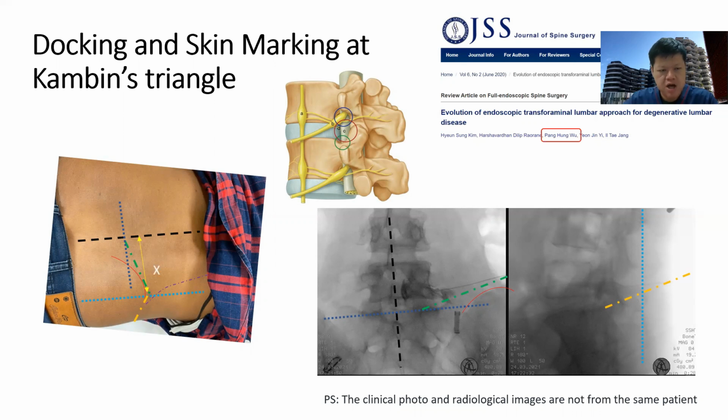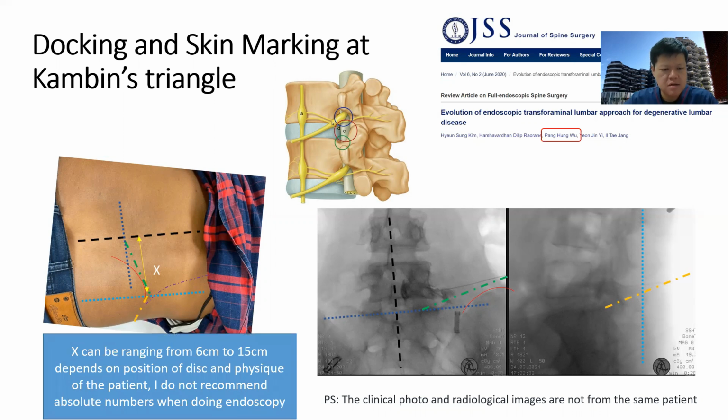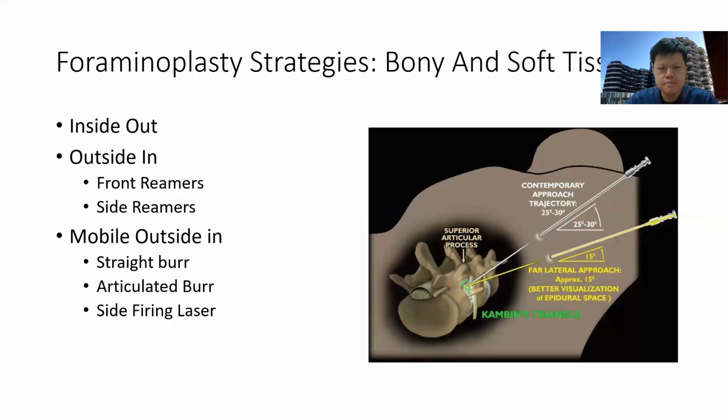This I hope matches the preoperative distance, which is X. This X distance can range from 6 cm to 15 cm depending on the position of the disc and the physique of the patient. I do not recommend absolute numbers when you do endoscopy because every patient's pathology, disc location, and physique is different. I have done a transforaminal approach at 15 cm from midline, and I have done 6 cm from midline as well.